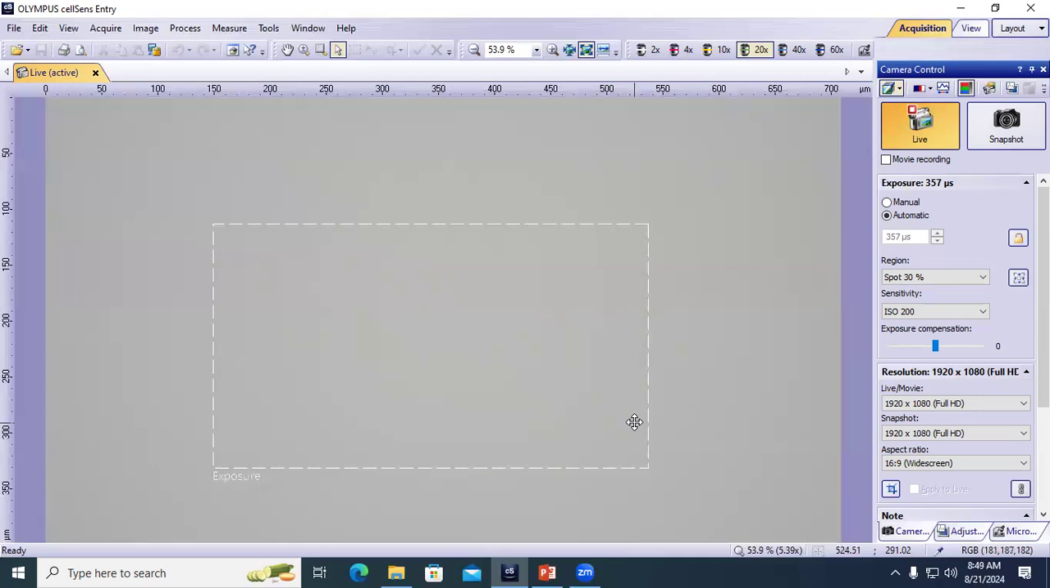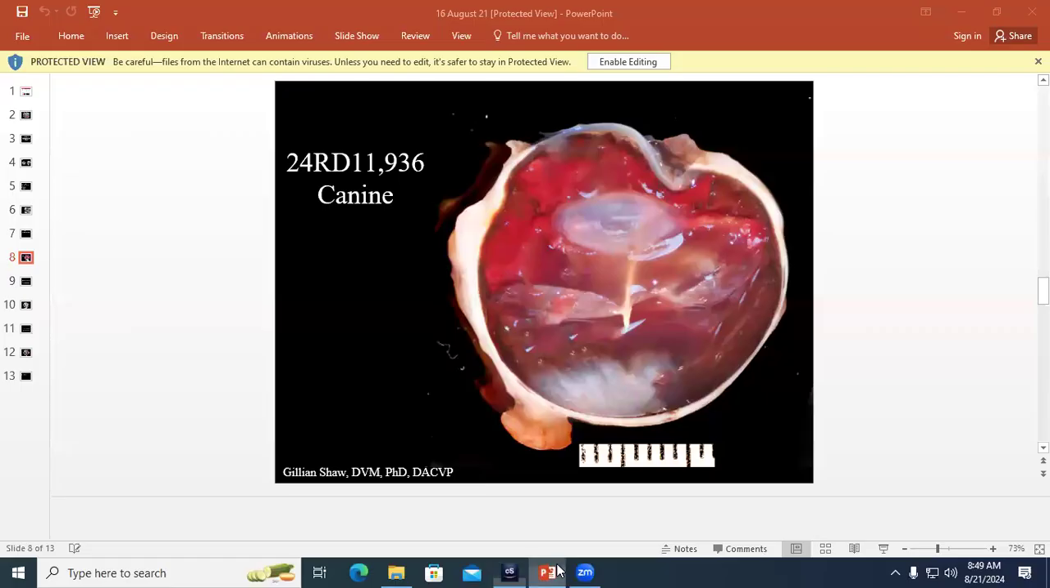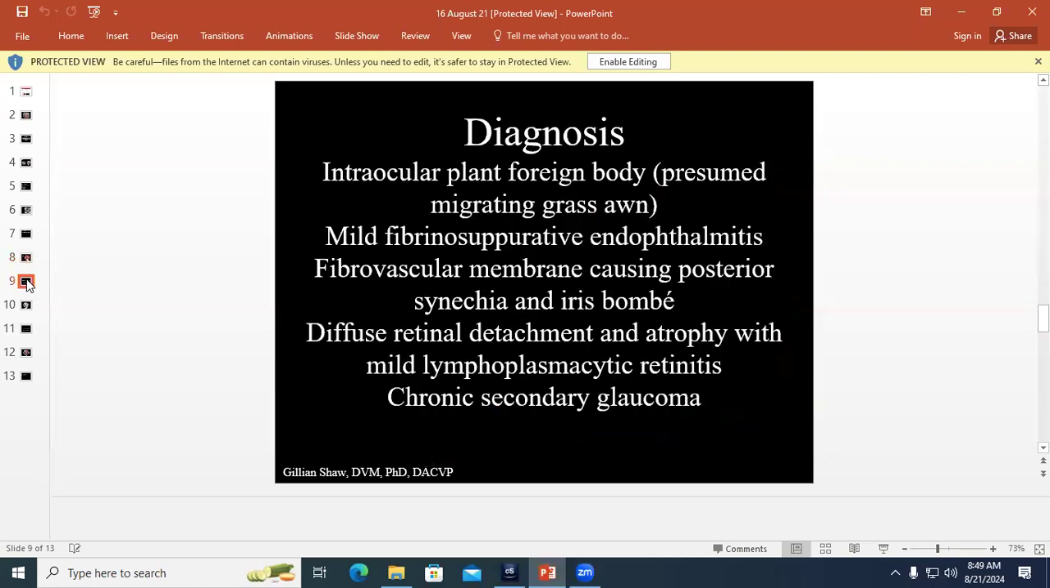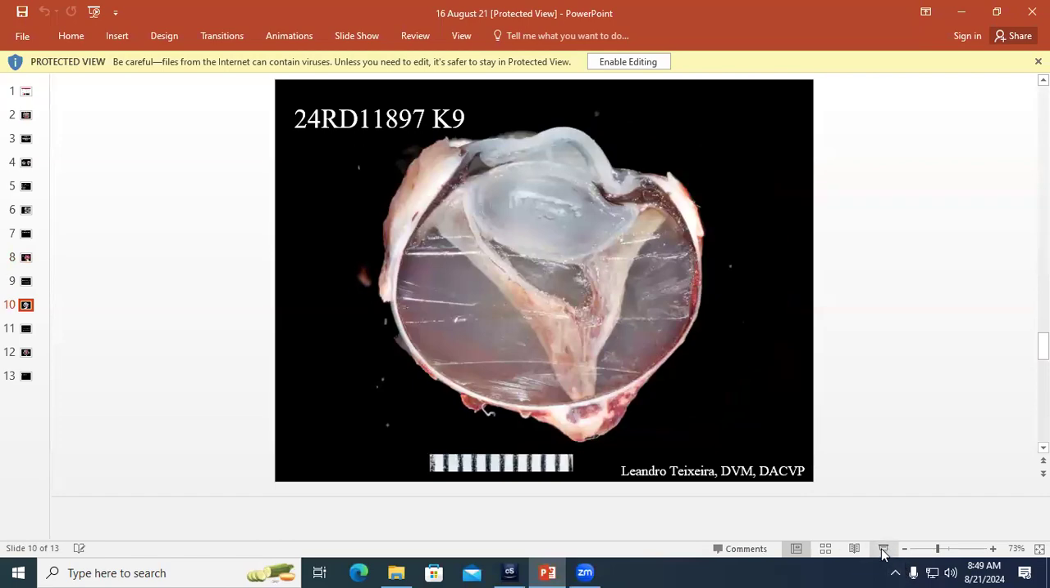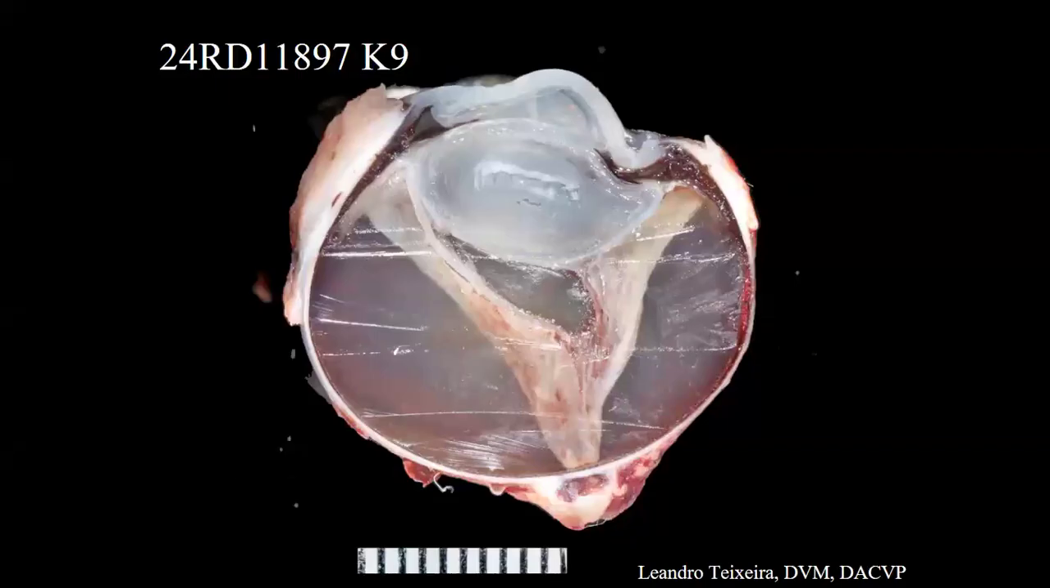Got time for at least one interesting case. Let me get it up there. That's yours, yes. All right. This one is, let me get a history here. We have a 12-year-old, neutered male Shih Tzu dog.